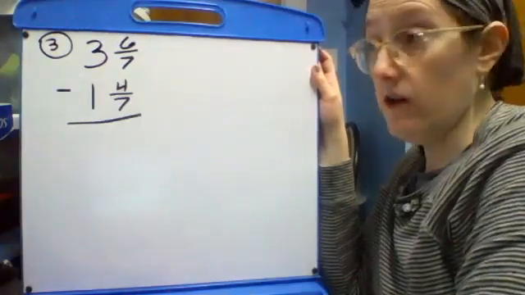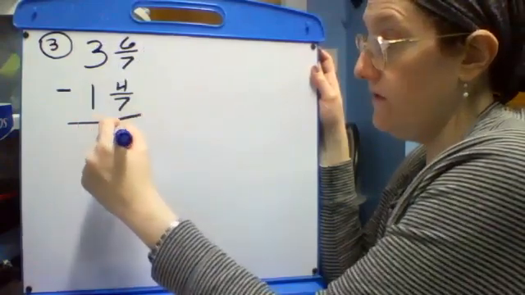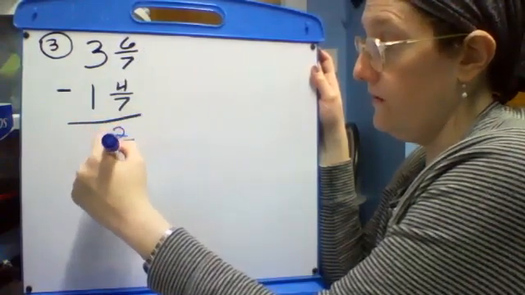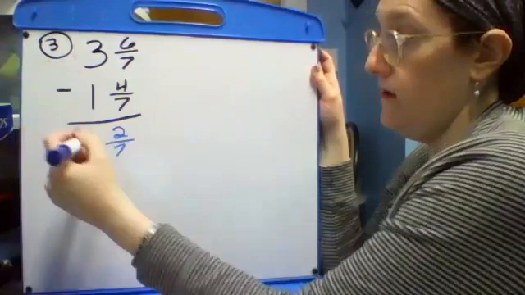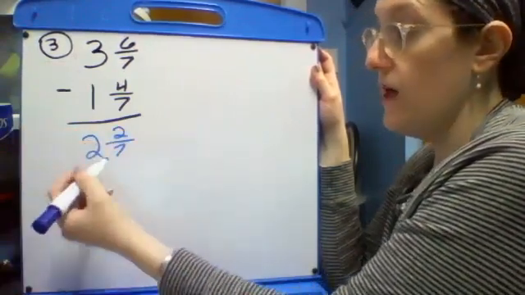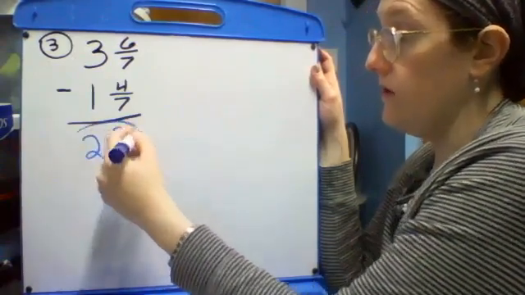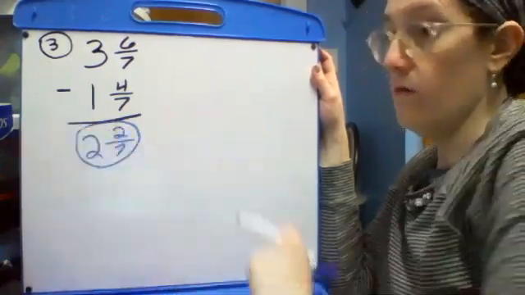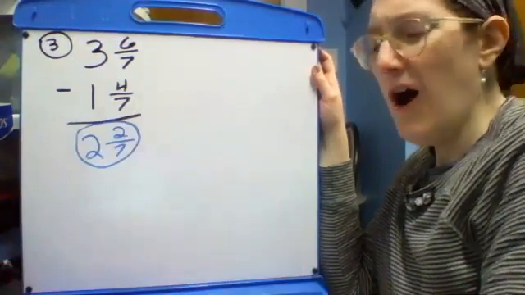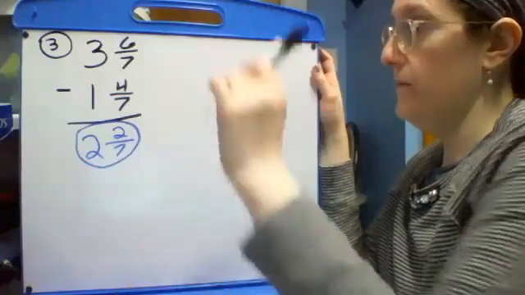Again, you should have started with the fraction part. 6/7 minus 4/7 gives you 2/7. 3 minus 1 gives you 2. 2 and 2/7. Can I simplify 2/7? No, I can't. So we circle it. We are done.